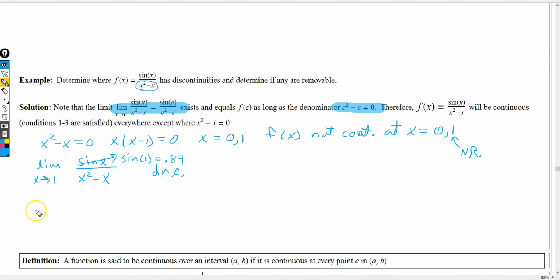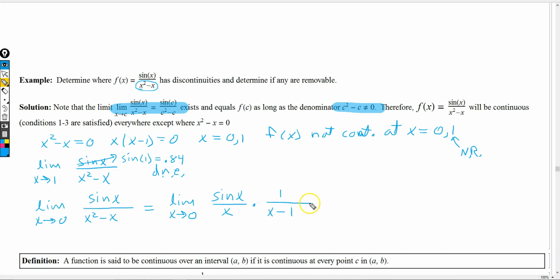So if we look at the limit as x approaches 0 of sine x over x squared minus x, notice that we can write that as sine x over x times 1 over x minus 1. All I did is factor out the x, wrote the denominator as x times x minus 1, and then just split the fraction apart like this.